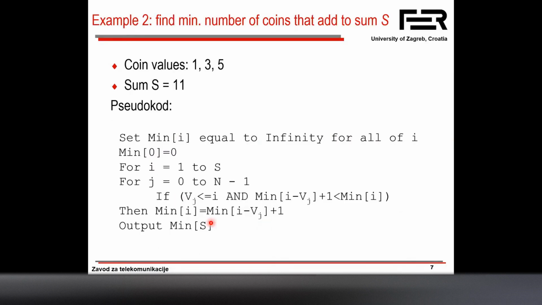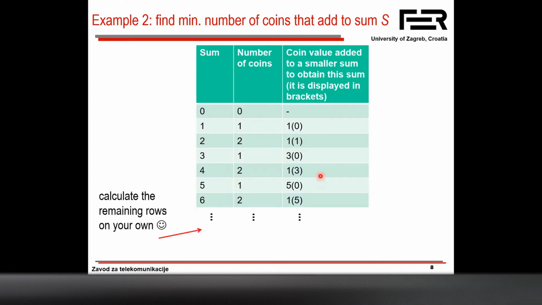Okay, here we have this code written out. And again, you can go through this on your own. I think that you can go through this on your own. These are the examples, or the coin values added to the smaller sum, and you can try this out and see if you can obtain the same values.